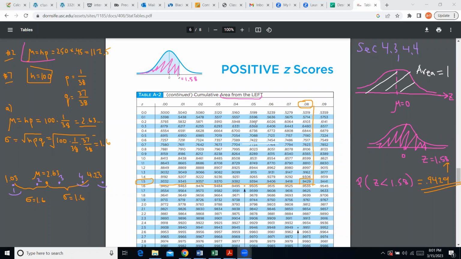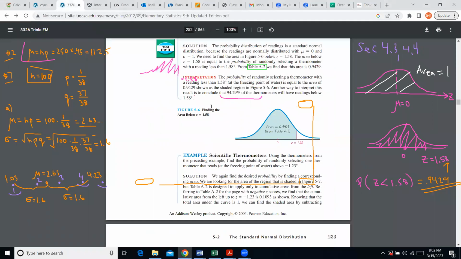So when I take a look at the actual example in the textbook, you will see that the number 0.9429 is exactly what they found in that table. So the plan is to get used to using these tables. That's pretty much all the section is talking about.